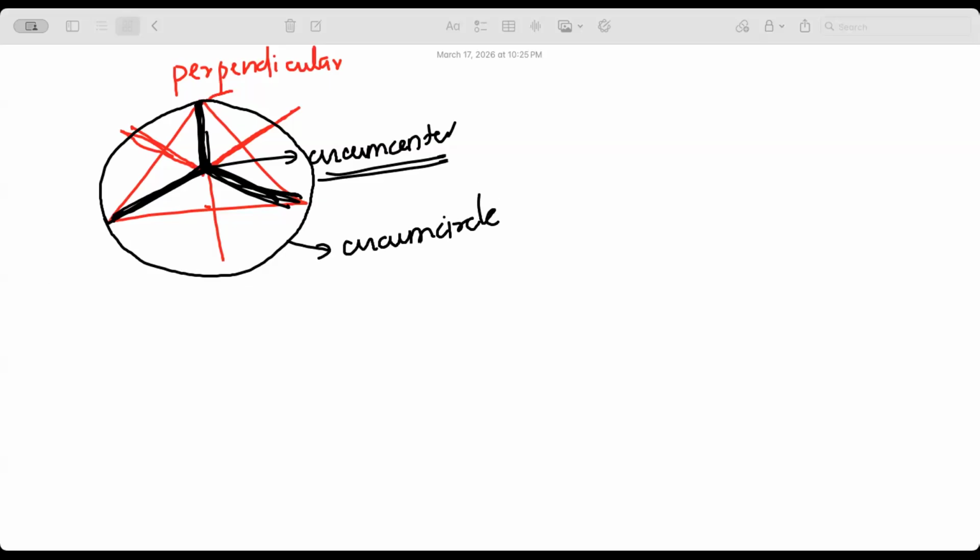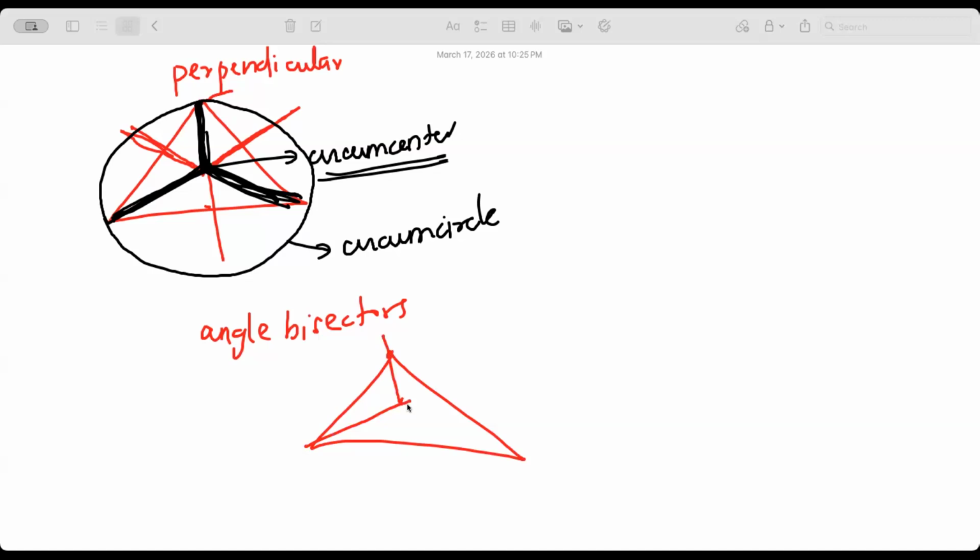Whereas when you draw angle bisectors of a triangle, this is the angle bisector, right? You know what distance is the same? This distance will be the same, and the other one will be the same. So you will end up drawing the incircle. So this is called the incenter. You got it?